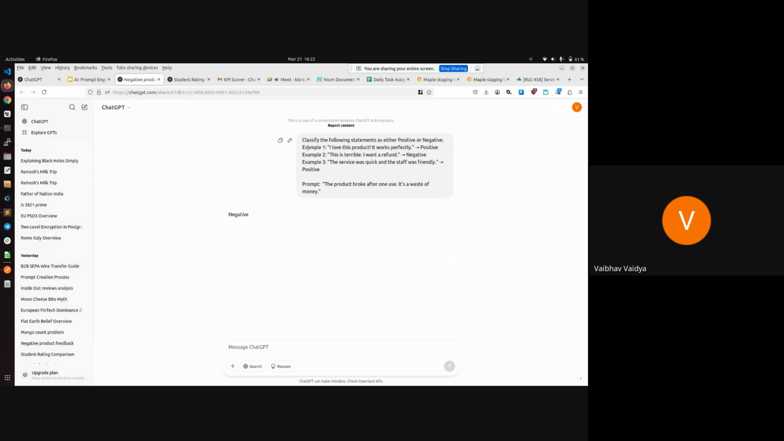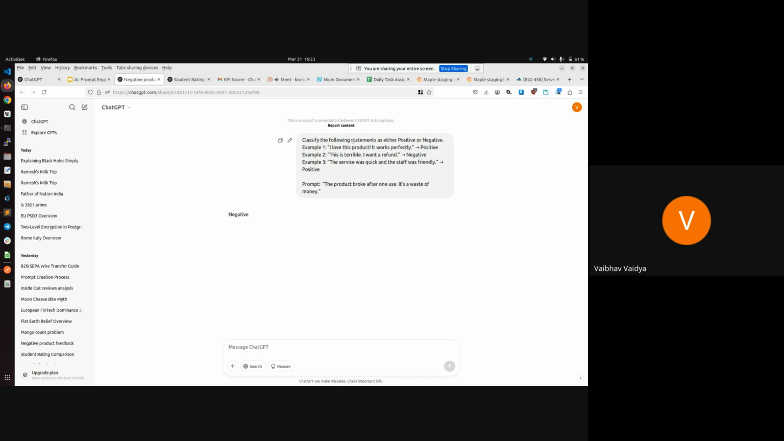So here I had given an example. Let's say for example, what we have to do is classify the statements as positive or negative. These are simple reviews. I love this project. It works perfectly. It's a positive. This is terrible. I want a refund. Again negative. The service was quick and the staff was friendly. Again positive. Now what I prompted was: the product broke after one use. It's a waste of money.